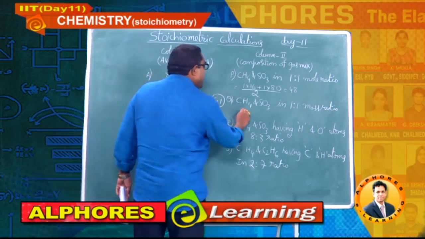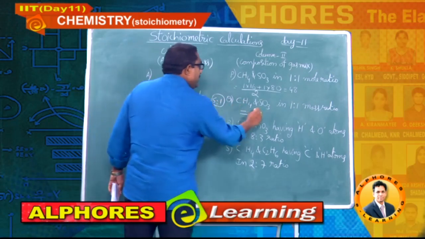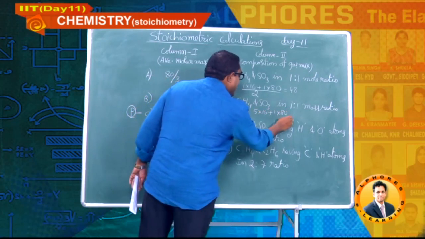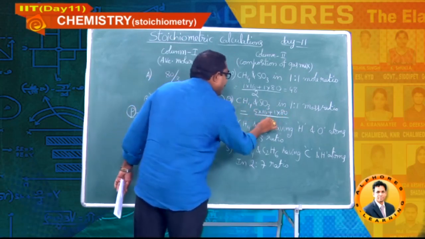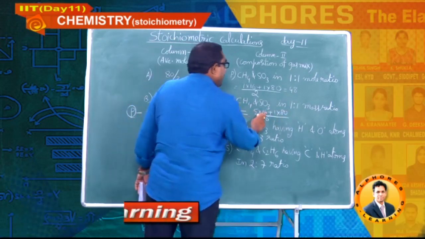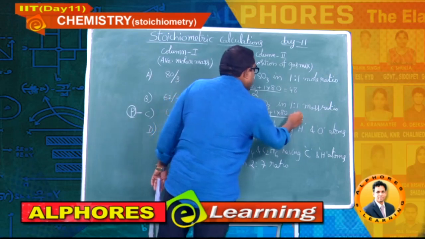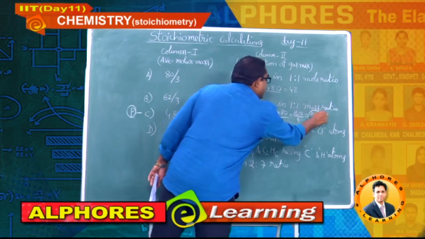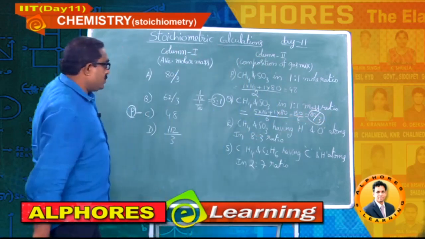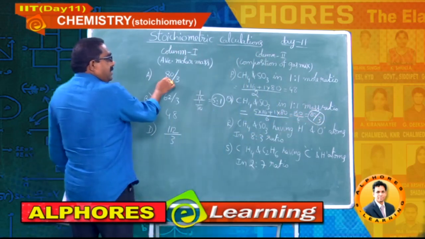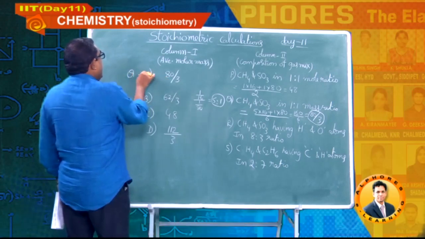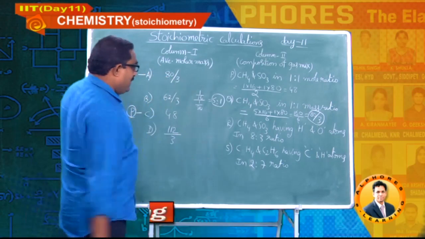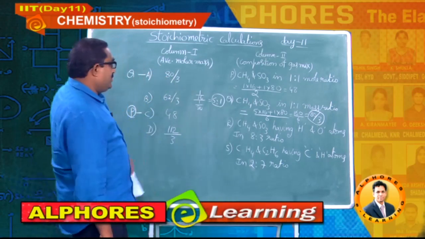Then do the average molar mass. 5 moles of methane, 5 into 16, 1 mole of sulfur trioxide, 80, by 5 plus 1, 6. 80 plus 80, 160, 160 by 6, that is 80 by 3. So, A. So, Q is matched with A. Two matchings are over. Note down students.